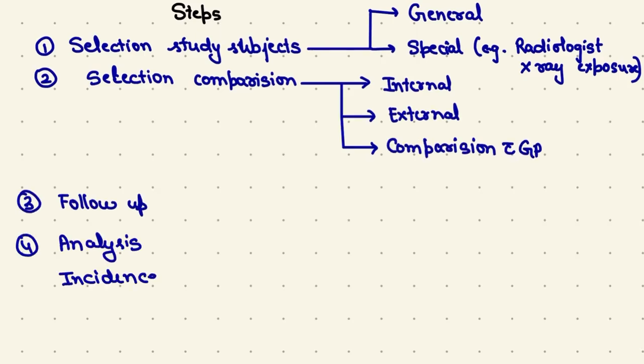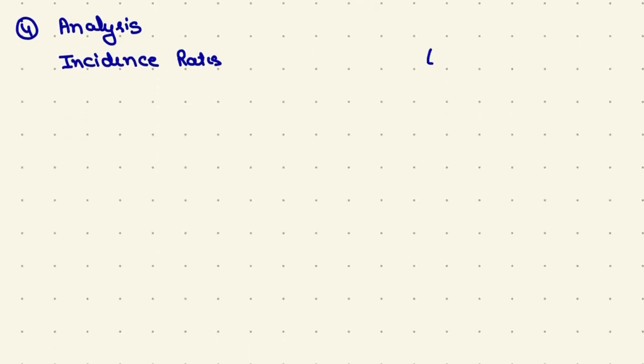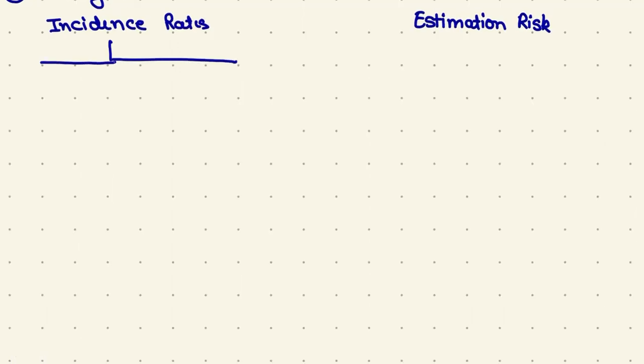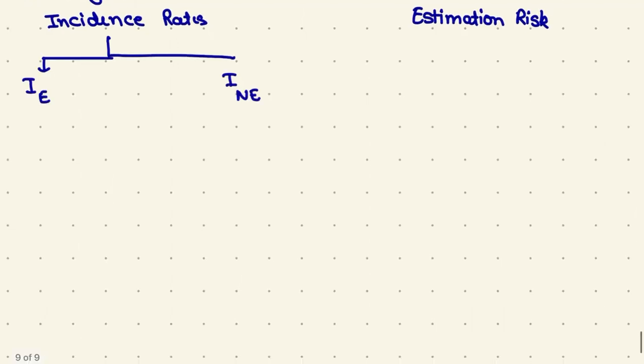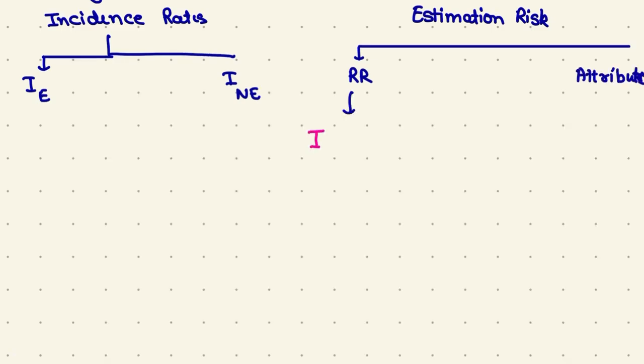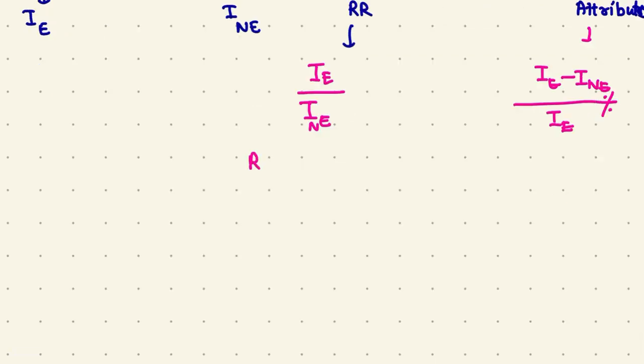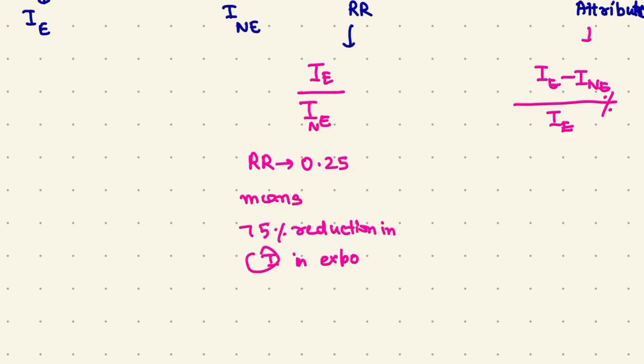Then we follow up and then we analyze the data. Analysis can be done from incidence rate and estimation risk. Incidence rate are incidence in exposed and non-exposed, and estimation risk are risk ratio and attributable risk. Risk ratio is the ratio of incidence in exposed to the incidence in non-exposed. And attributable risk is incidence in exposed minus incidence in non-exposed divided by incidence in exposed. Okay. So risk ratio, if it comes 0.25, that means 75% reduction in incidence in exposed compared to non-exposed.